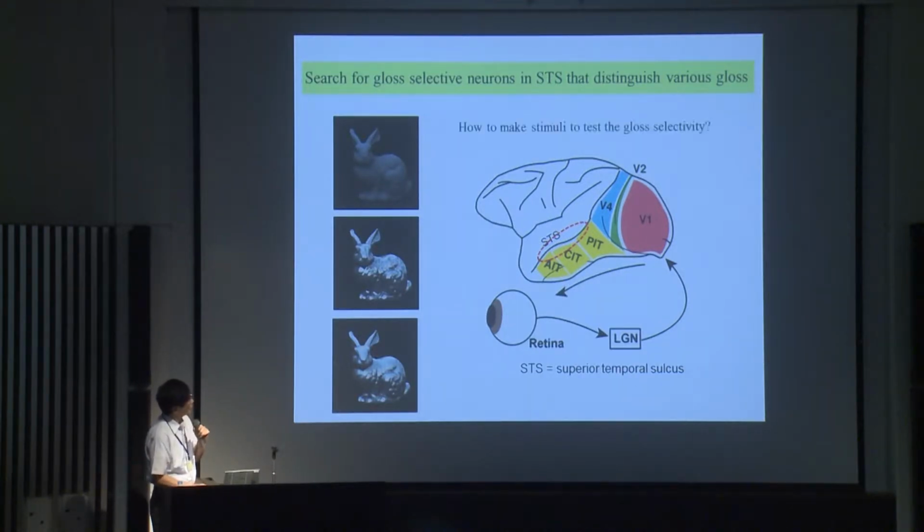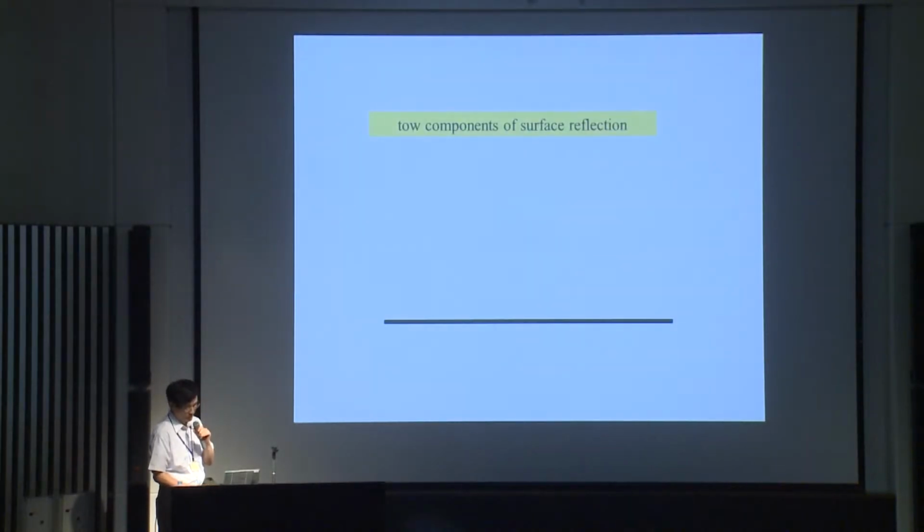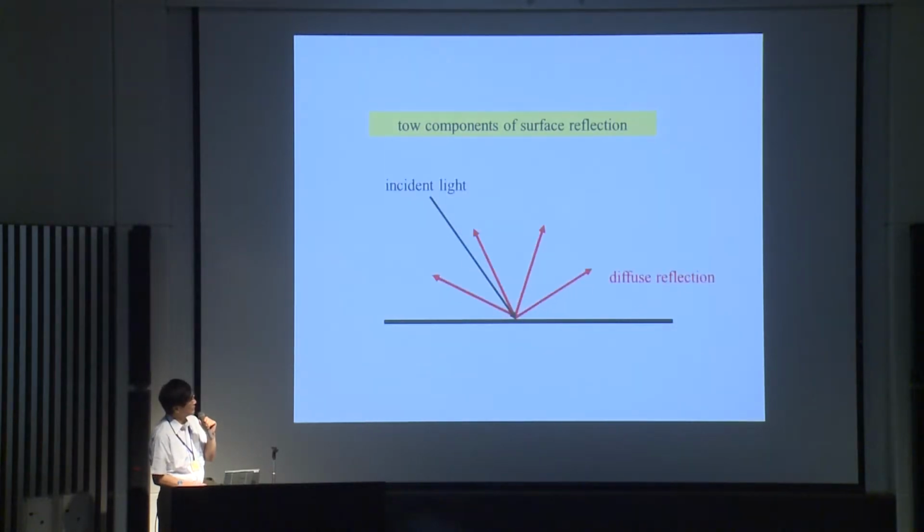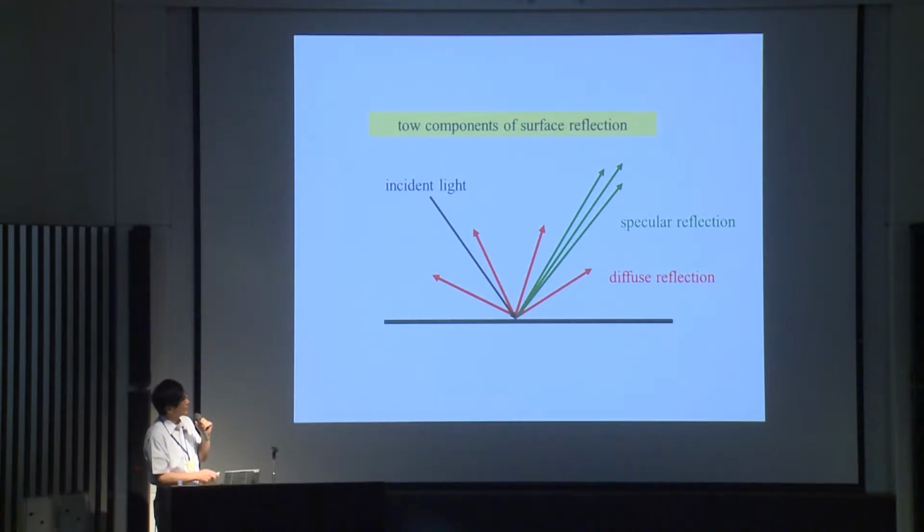How should we make stimuli to test the gloss selectivity? This slide explains two major reflection components. One is diffuse reflection, which reflects light evenly in any direction. Another component is called specular reflection, which reflects light strongly in one particular direction.